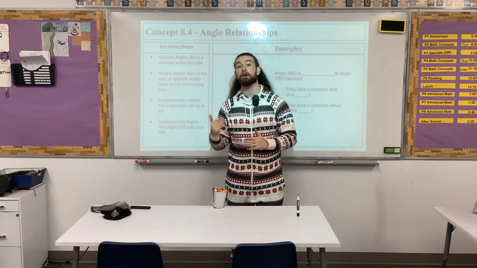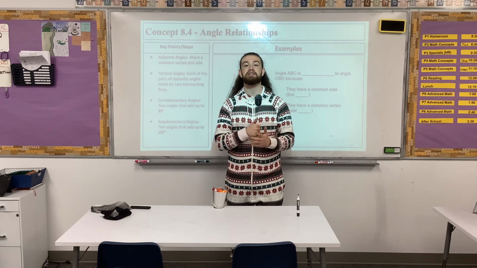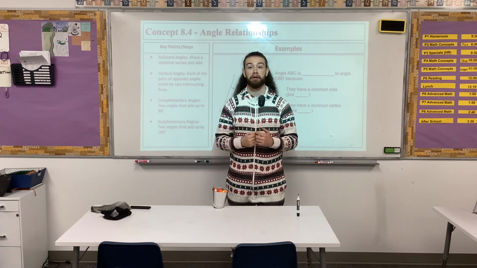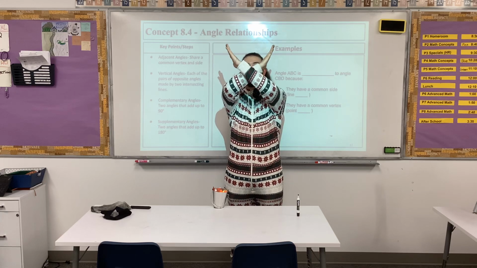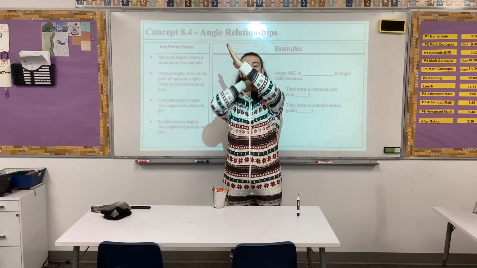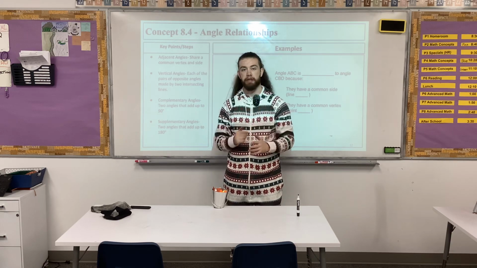Next, we have vertical angles. Vertical angles are used when we have intersecting lines. Vertical angles are across from one another. They're on opposite sides. So when I have intersecting lines, my angle right here is a vertical angle with my angle down here because they're on opposite sides of these intersecting lines. They're across from each other.